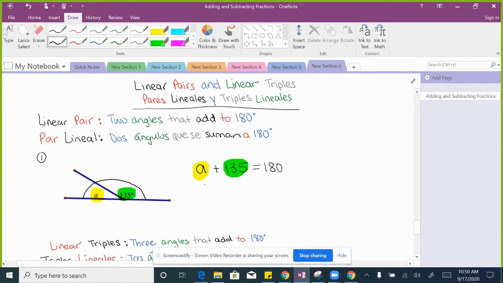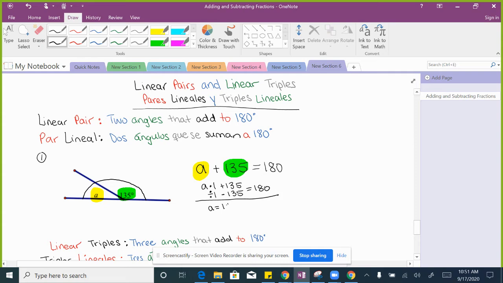And now we backtrack. Y ahora backtrack. I'm multiplying A by 1, then I'm adding 135. And that's equal to 180. Estoy multiplicando por 1 y luego sumando 135 y el resultado es 180. Now we do the opposite of multiply by 1. We do the opposite of add 135. Hicimos lo opuesto de multiplicamos por 1 y es dividir de 1 y lo opuesto de más 135 es menos 135.